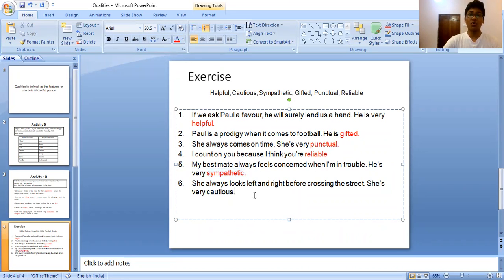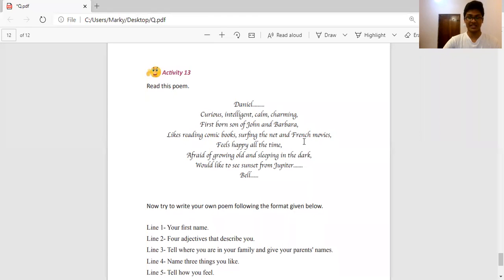Okay. She always looks left and right before crossing the street. She's very cautious. That means being careful, the opposite of carelessness. Okay. So that's a good quality in a person. Okay, that is it for my presentation. Let's move on to the last activity of chapter 1, people.